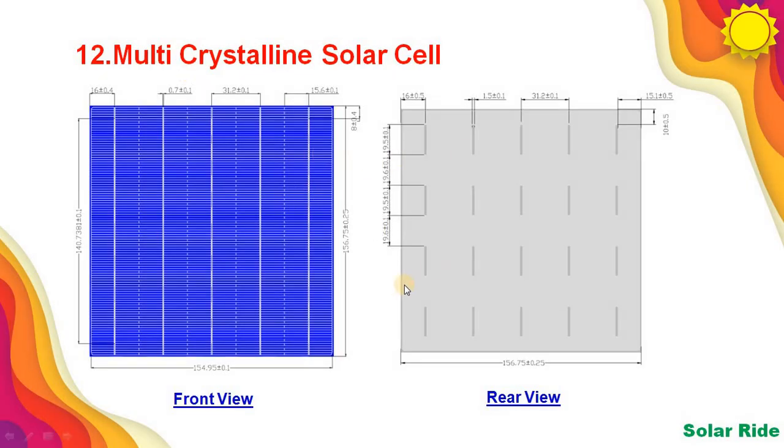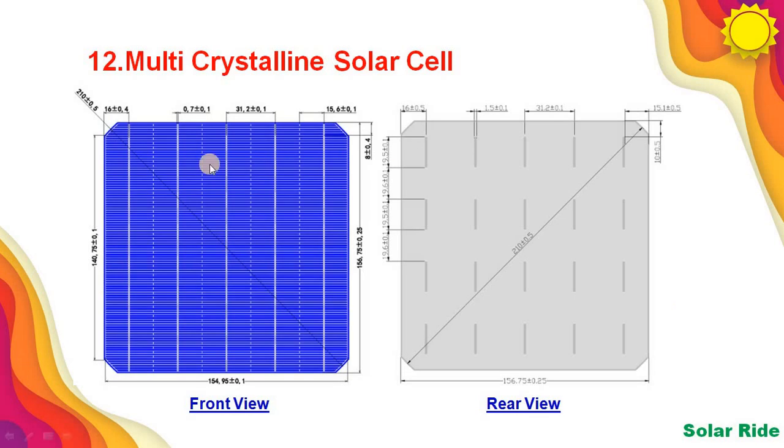Next is an overview of the multicrystalline solar cell. This is a front view, this is a rear view. These horizontal lines are grid lines, and the vertical lines are called bus bars. Then the next cell overview is also a multicrystalline solar cell, same as the previous slide. This is the front side, and this is the rear side view.